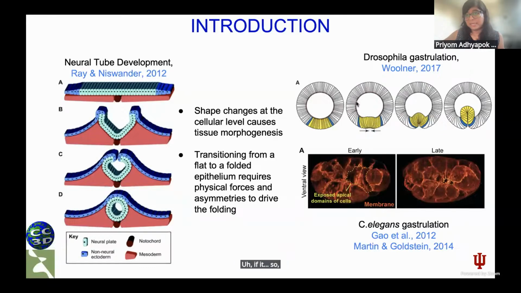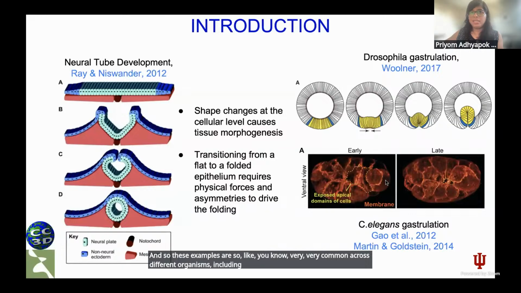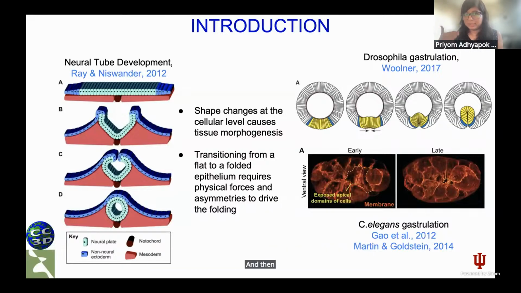For example, you have examples in fruit flies where the ventral side of these cells, marked by these yellow regions over here, during gastrulation, are going to constrict and invaginate. This is one way of bringing the external cell layer inside the body of the organism so that it can later build tissues and organs. These examples are very common across different organisms, including C. elegans, and they're integral to building up a growing organism.